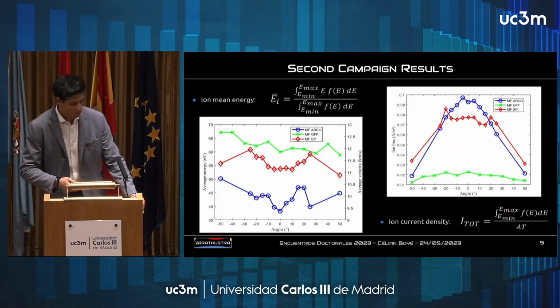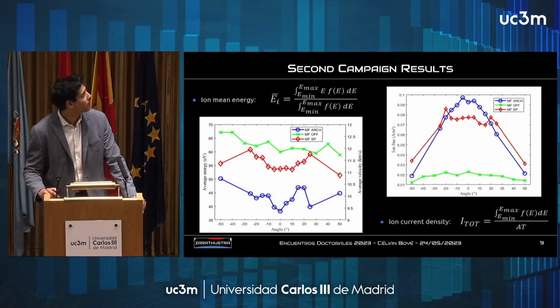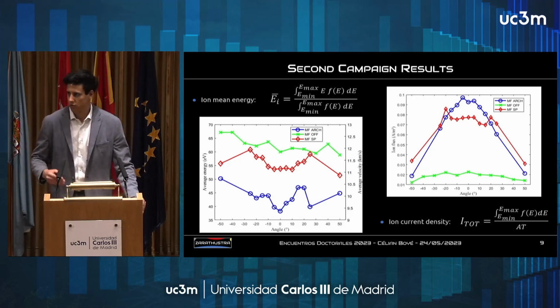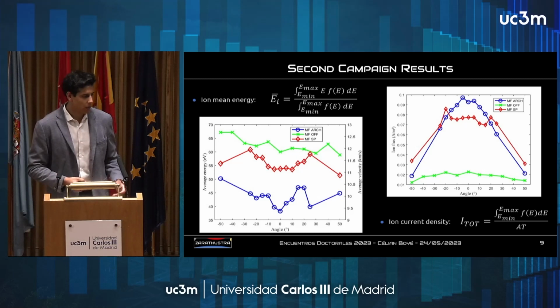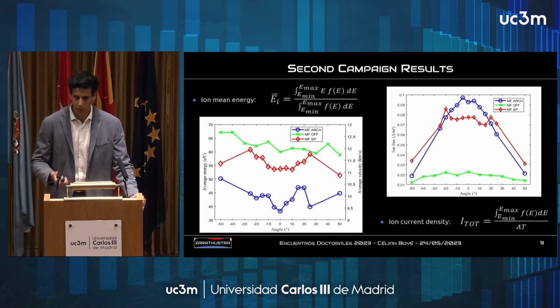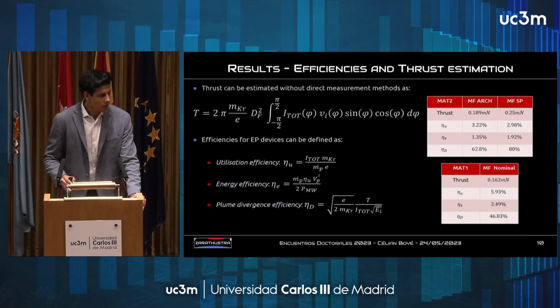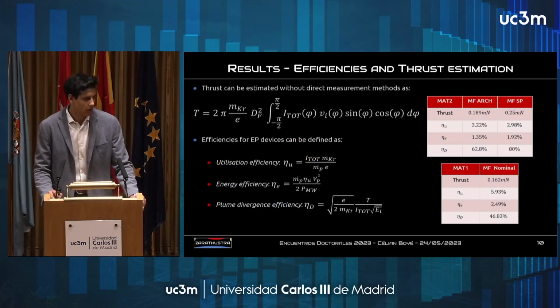Very quickly, because these are just results of the campaign, we have been determining the ion beam energy and also the ion current density to assess the performance and the efficiency of the thruster. It also helps us to understand how spread the beam would be, how good we are at ionizing, and how good we are at using the mass. We can estimate the thrust without direct measurement methods, because we were not using the thrust balance of the EP2 lab in this campaign. Maybe we'll use it in a following one.